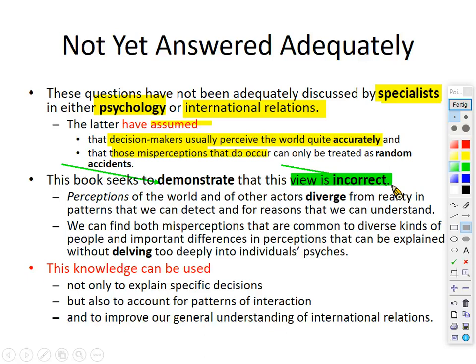Why? The author argued, perception of the world and of other actors diverge from reality in patterns. So our perception toward the world and toward other actors diverges from reality. Normally, I believe you are this, but in reality, you are not. We believe the world is happening in this direction, but in reality, it is not. So this is called diverging from reality in patterns. There are many different kinds of patterns we can detect. Actually, if we try hard, we can understand there are differences out there. The reality and our perception of the reality are different.